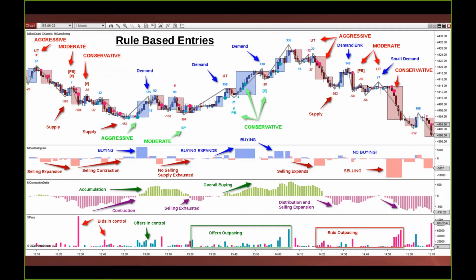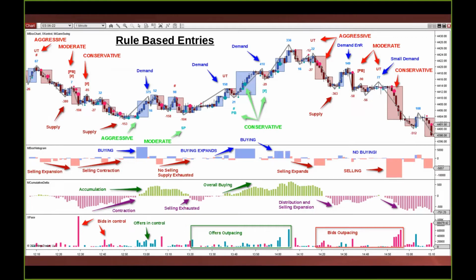Then going to the downside, aggressive at the upthrust. Why? Because it's before we've seen the supply. Moderate is at these signals after we saw the supply, right? And the conservative being here because we get another total control of the bids. We've had this distribution, selling expanding, bids outpacing. It gets more and more biased. So the only thing to look out for is if you've got too much evidence and a move has already happened, perhaps it could reverse.